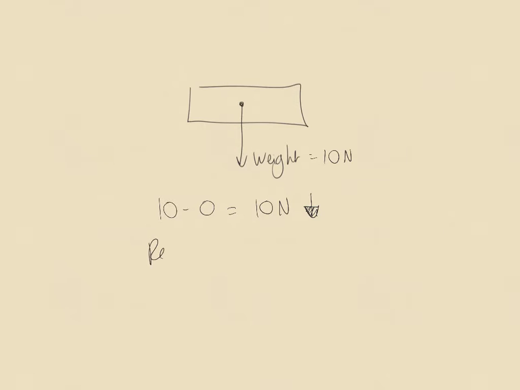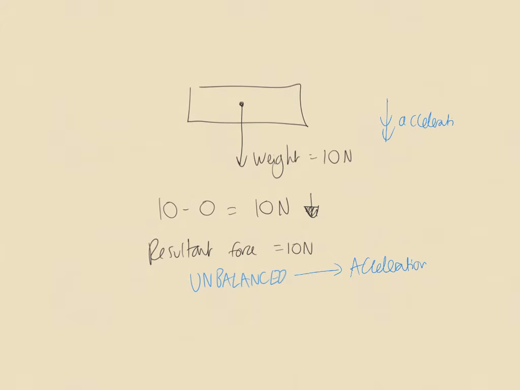So we have a resultant force of 10 newtons. So we say that the forces here are unbalanced. And when forces are unbalanced, we can have an acceleration. Now, it'll accelerate in the direction of that unbalanced force. We know that with this book. It's going to accelerate, which we can represent sometimes with a double-headed arrow, downwards.